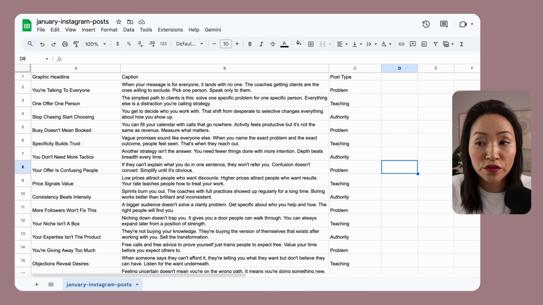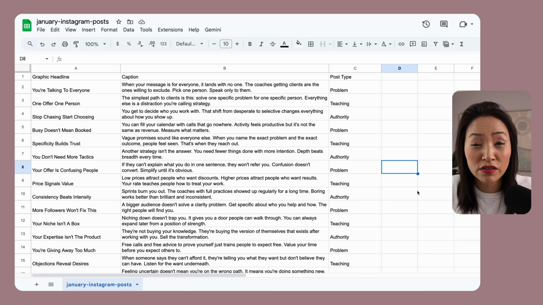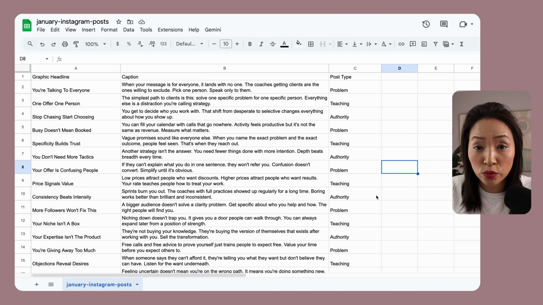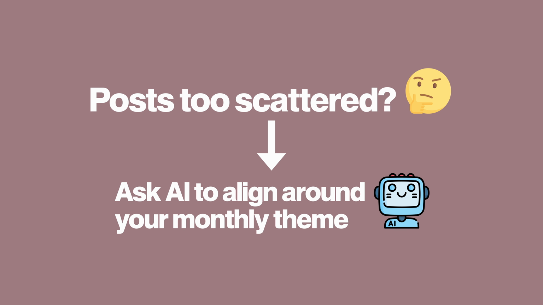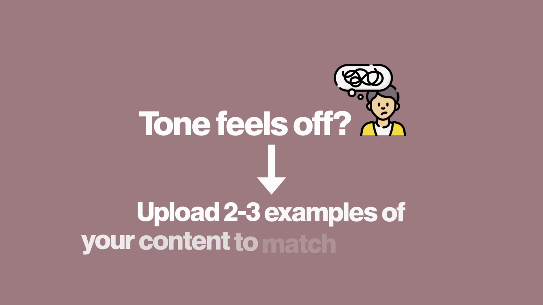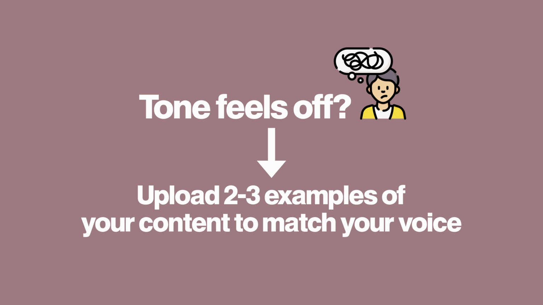You want to open the file in Google Sheets so you can see everything more easily and make tweaks. So if the posts feel too scattered, ask your AI to align them around a specific theme or direction you're focused on this month. If the tone feels off, upload 2 or 3 examples of your own content like emails or captions and prompt it to match your voice more closely.